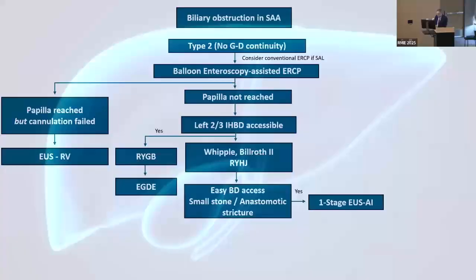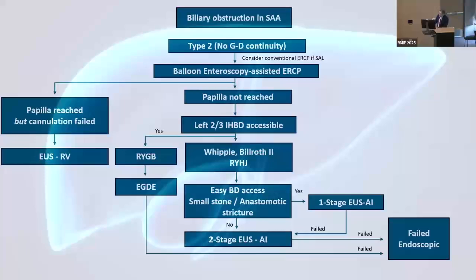If they come from the Whipple-Billroth 2 or Roux-en-Y hepaticojejunostomy group, the next step is to assess the underlying pathology. If you've got easy biliary access, a small stone, or an uncomplicated stricture, the next step would quite feasibly be, and we've shown that you can do this, a single-stage EUS antegrade interventional approach. If, however, you've got a complex stricture, a big stone, or you fail with the single-stage EUS approach, then transition to a two-stage EUS antegrade interventional approach.